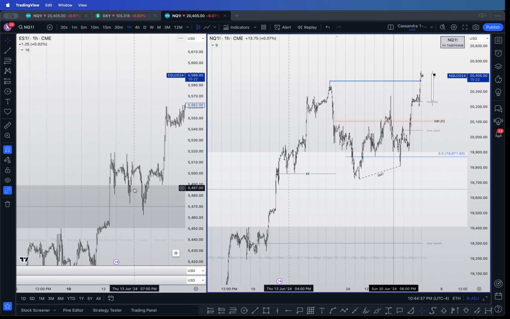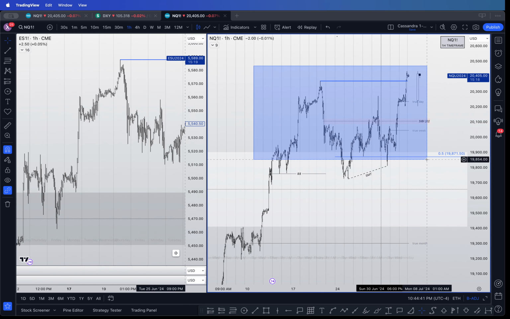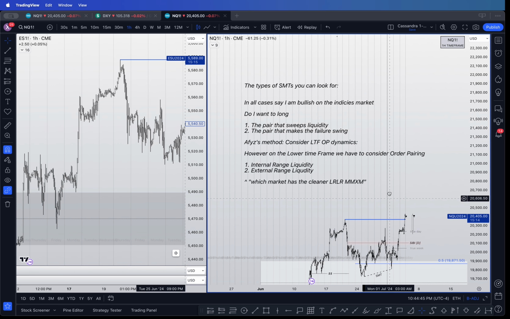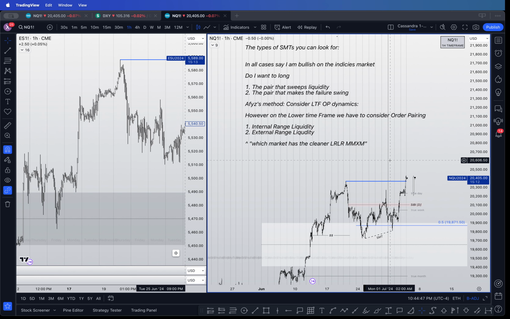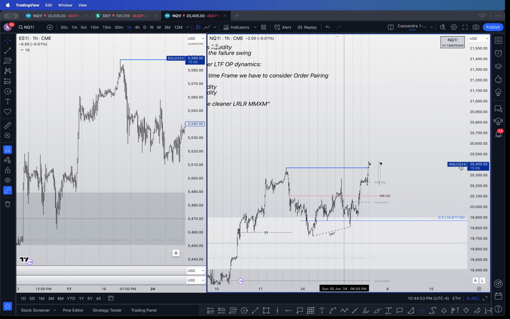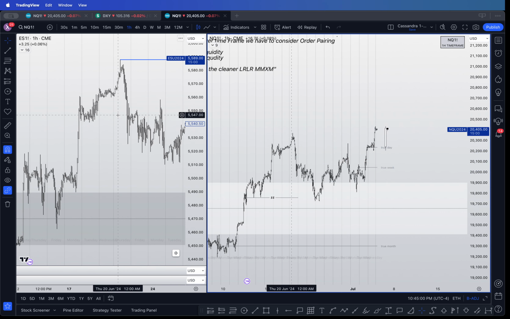So again, we can expand this argument to the sell side of the curve, which I will quickly do, and then we will move on to the rest of the lecture topics. The rest of the lecture topics I want to talk about are how to look for high probability SMTs, where to look for them, and then how we integrate them into a trading model. Okay, so let's use the same example on the sell side of the curve.